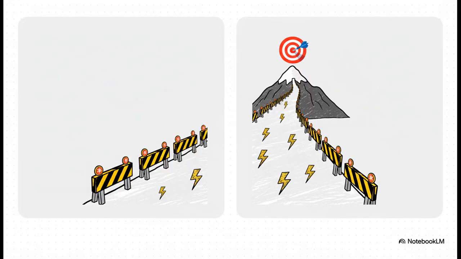Now, this brings us to 2 terms people mix up all the time: appetite and tolerance. Let's use an analogy. Think of it like a cross-country road trip. Your risk appetite is the big, strategic choice to drive from New York to LA to achieve your goal. You're willing to accept the risks that come with a long trip.